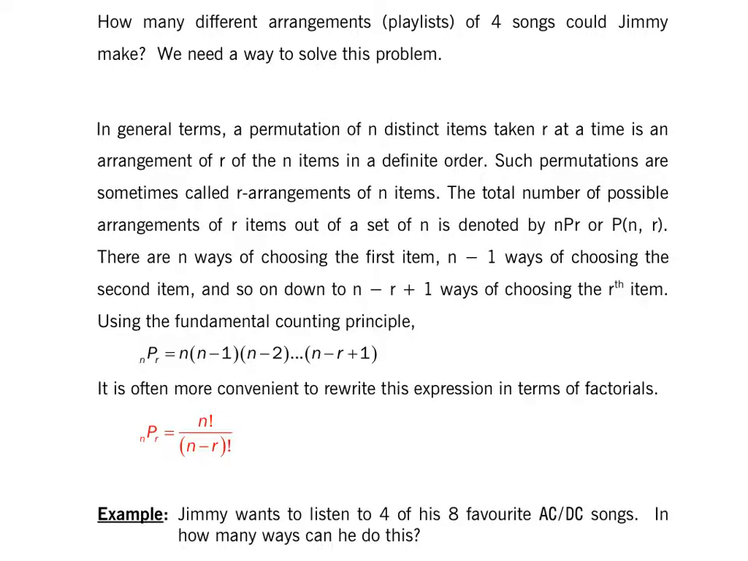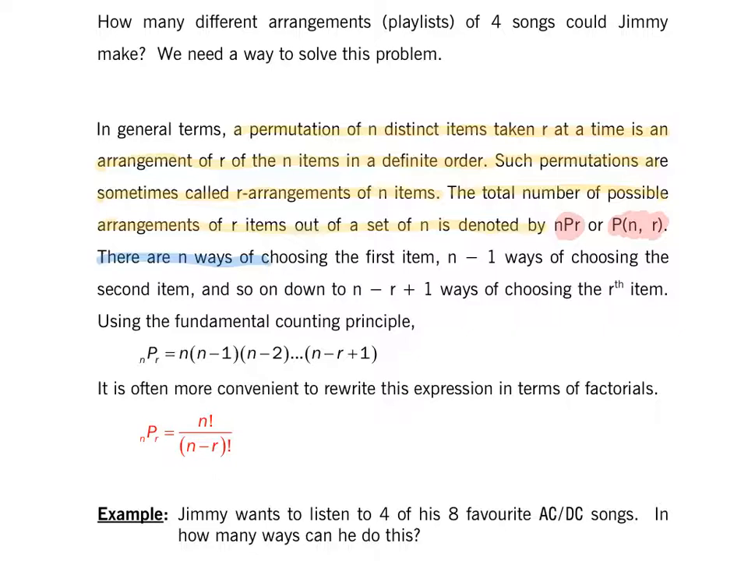A permutation of n distinct items taken r at a time is an arrangement of r of the n items in a definite order. Such permutations are sometimes called r-arrangements of n items. The total number of possible arrangements of r items out of a set of n is denoted by nPr or P(n, r).